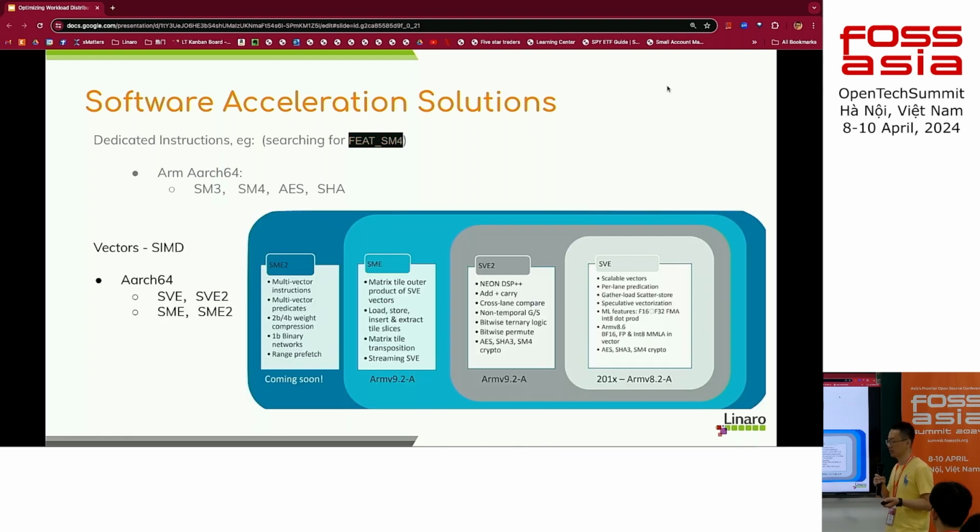Another software solution is to use vector instructions, like single instruction, multiple data. We have AVX solutions in the x86 world, and in ARM, we have SVE. SVE stands for Scalable Vector Extension. I will mention it later. ARM also introduced the matrix extension recently, which is specifically useful for AI processing.